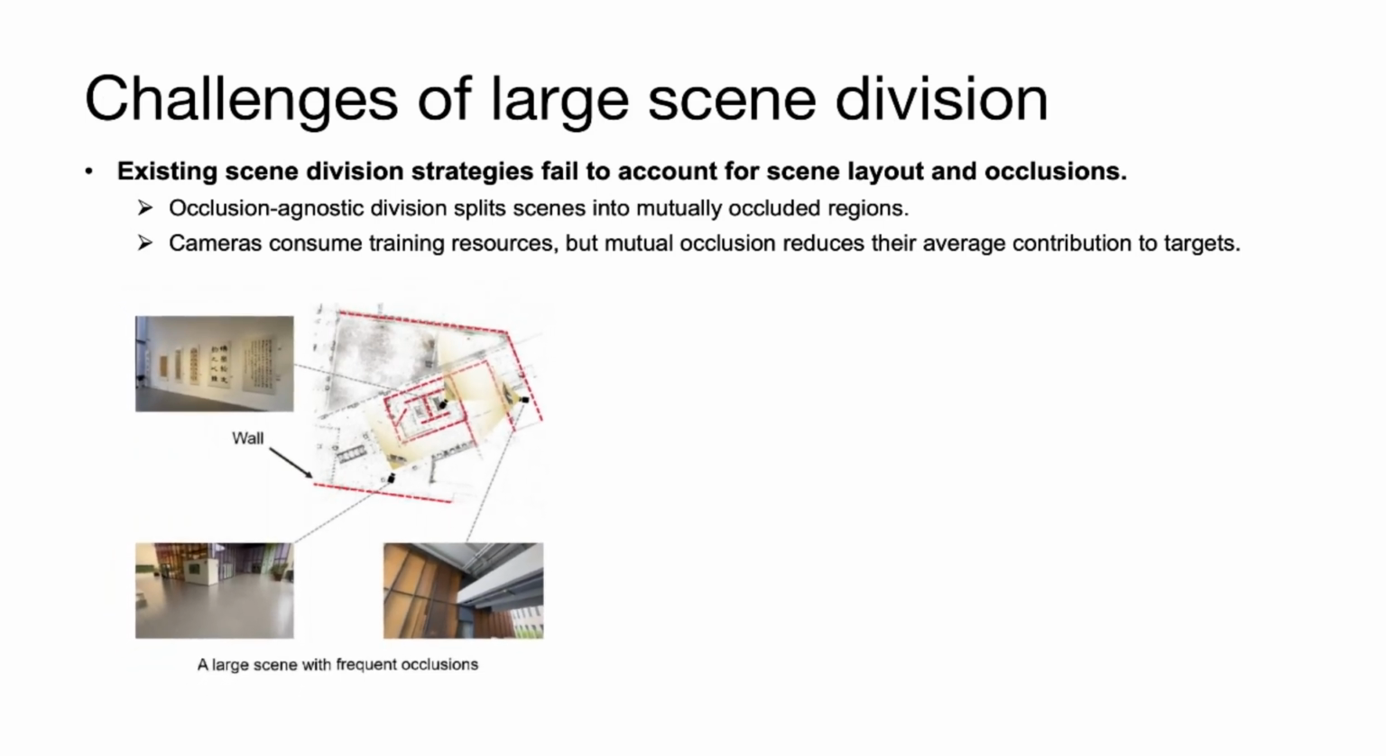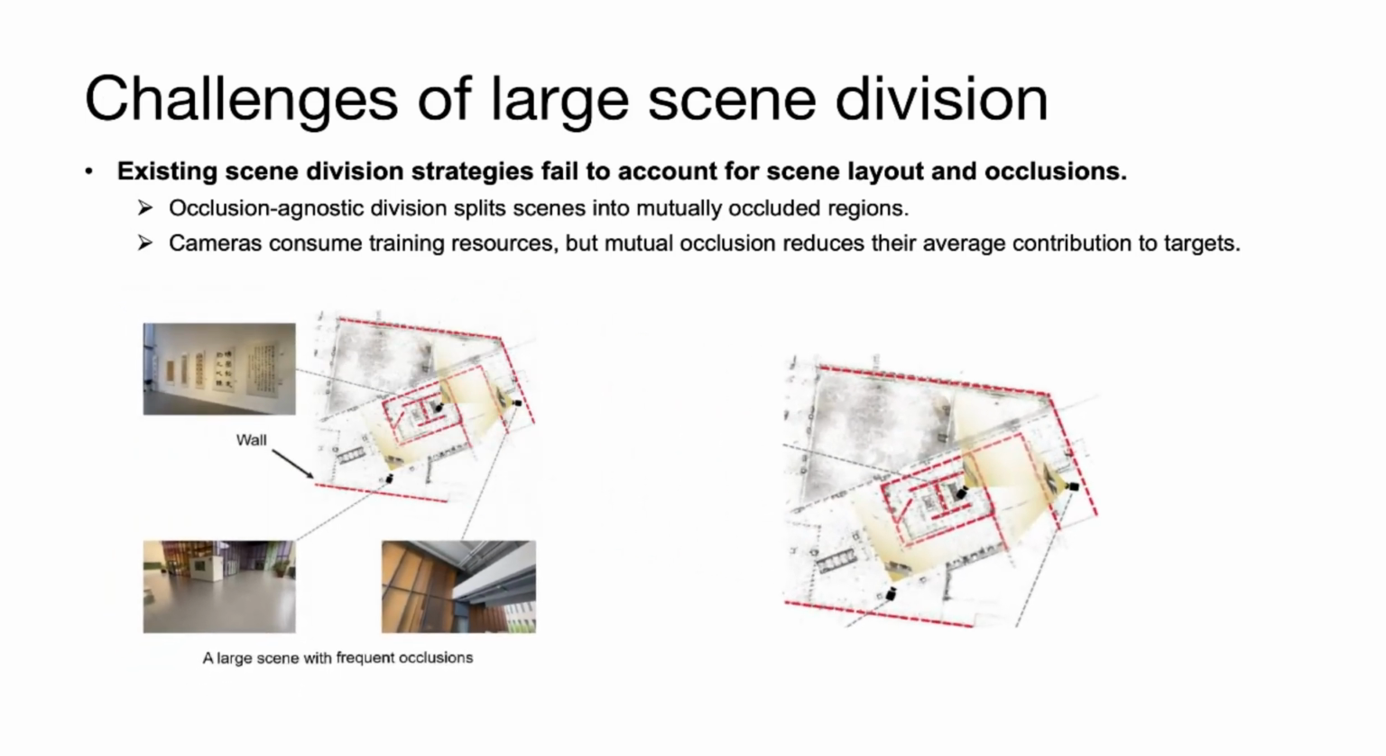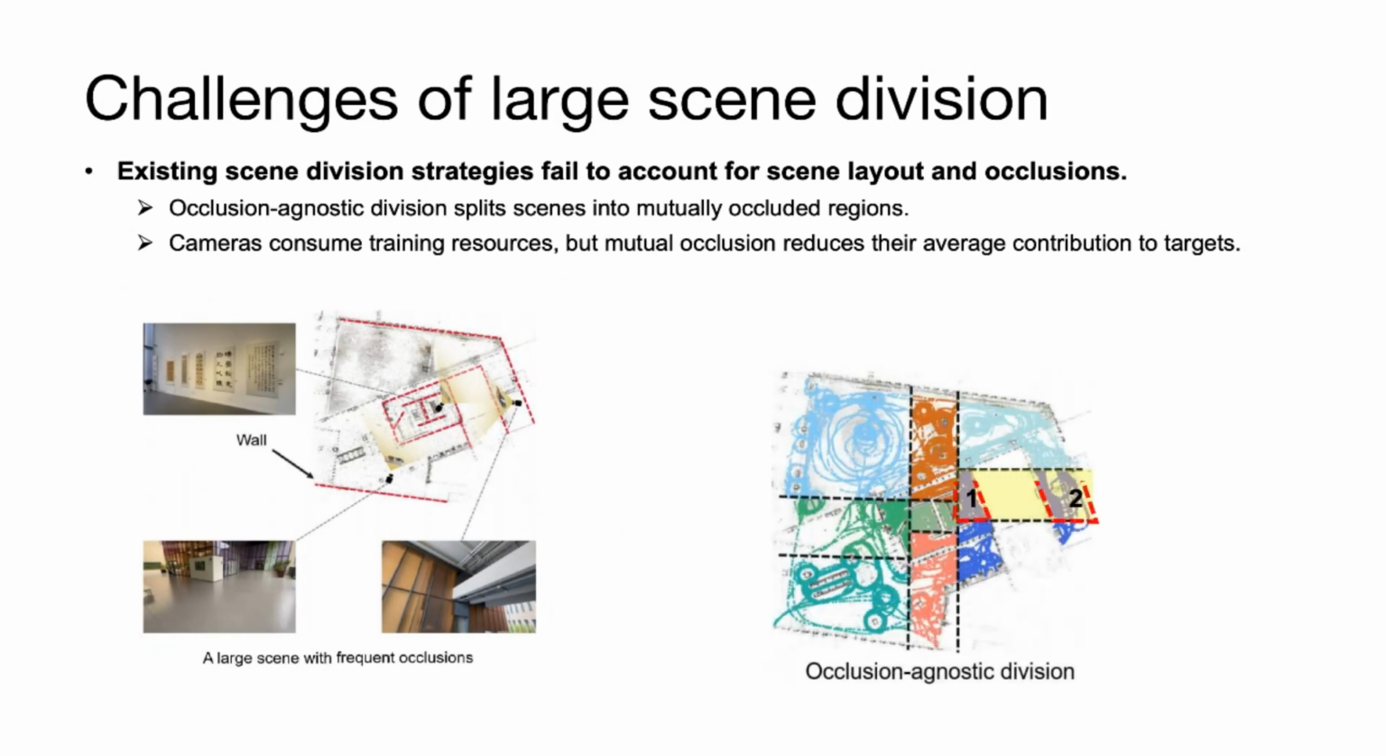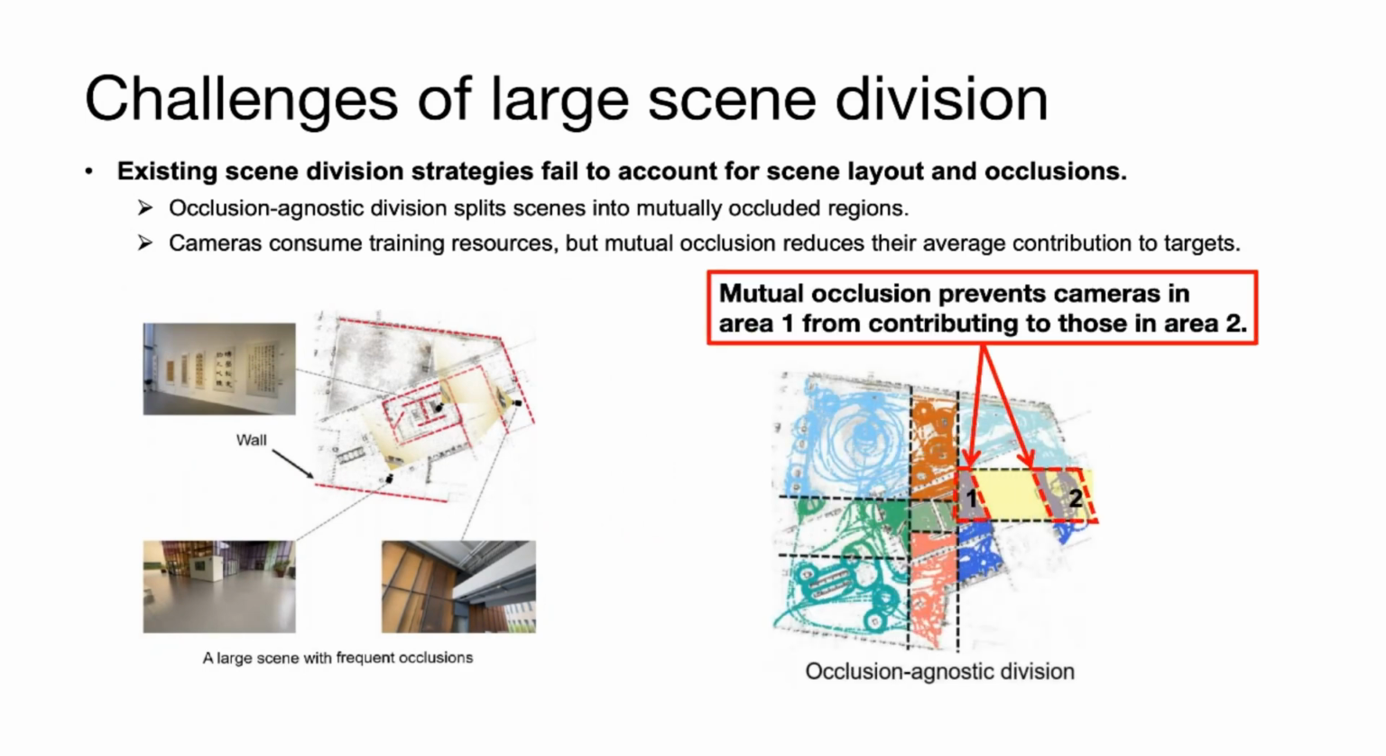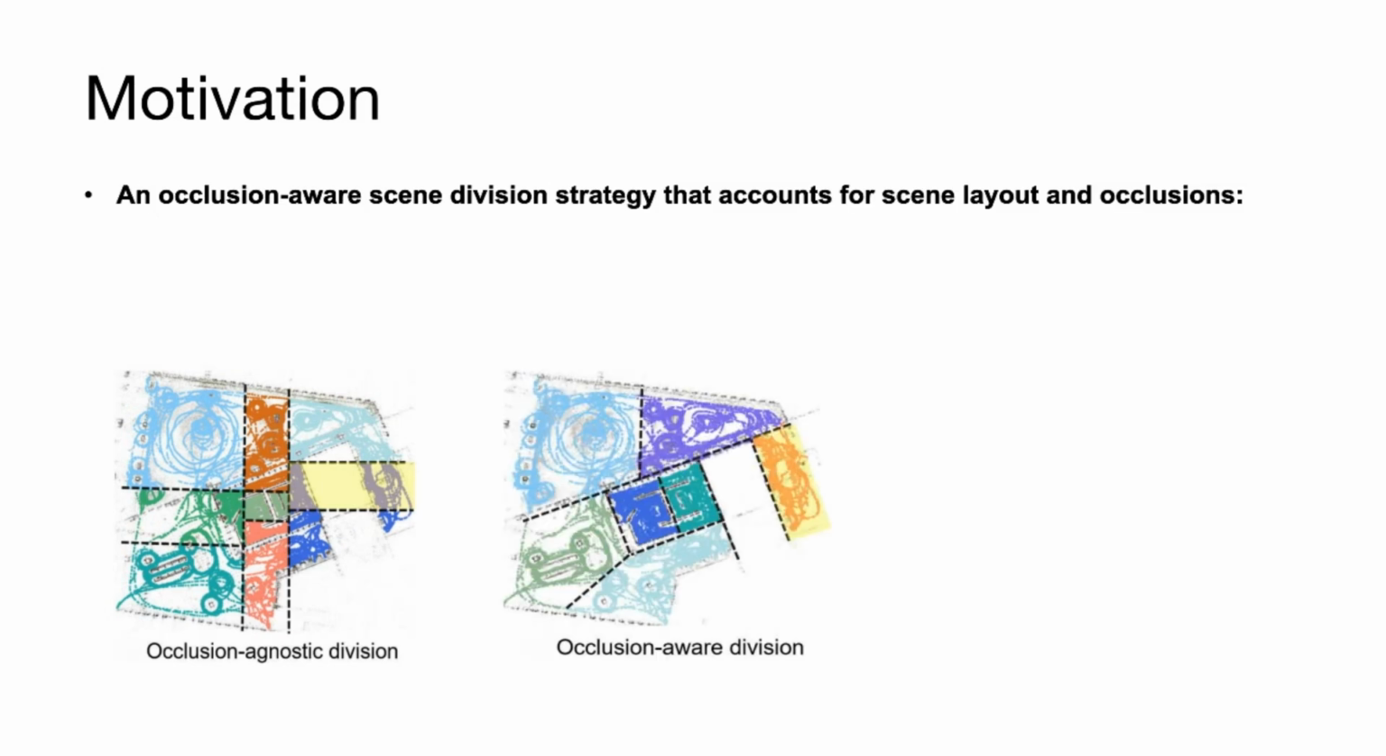Occlusion-agnostic division splits scenes into mutually occluded regions. Comparing two areas in the yellow highlighted region, cameras for Area 1 occupy a certain amount of training time and resources, but contribute little to the reconstruction of Area 2. In other words, putting them together involves too many training cameras whose average contribution to the region's reconstruction is thus significantly reduced. Our motivation is to build an occlusion-aware scene division strategy that considers scene layout and occlusions.